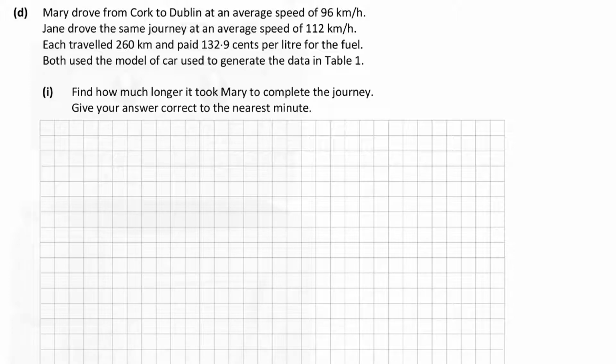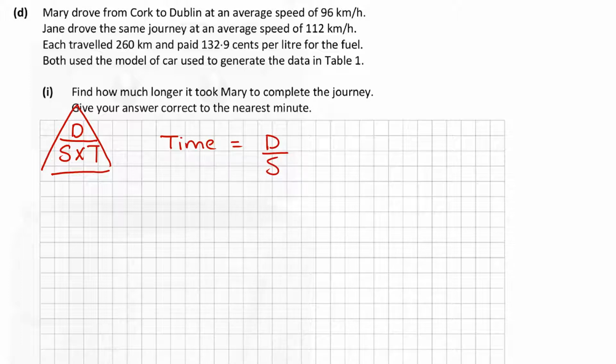So they're asking us about time. If you can remember back to your DST triangle, I'll put it in here. Okay, so they want time. Taking that, time is equal to distance over speed. So that's what we're working with. Let's look at Mary first. Mary travelled a distance of 260 kilometers at a speed of 96 kilometers per hour. So that's how long it took her.